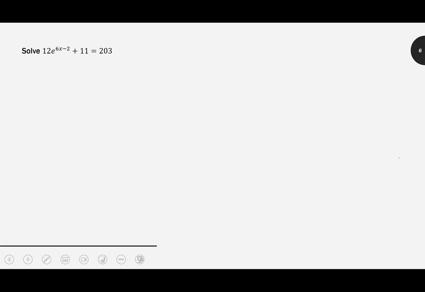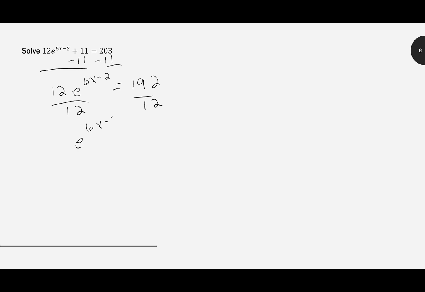So let's continue to make this a little bit bigger, add steps to it, because I want you to think about order of operation of how do I come about getting this e isolated, and we want to do it the easiest way. So the easiest way to take this 12e to the 6x minus 2 plus 11 equals 203 and solve for x is to isolate the e and go about it without introducing fractions too soon. So I'm going to start by subtracting 11 from both sides. I have 12e to the 6x minus 2 is equal to 192. Then I'm going to divide by 12, divide by 12. This says e to the 6x minus 2. 192 over 12 is 16.